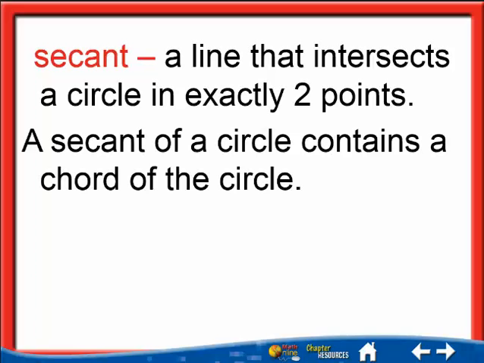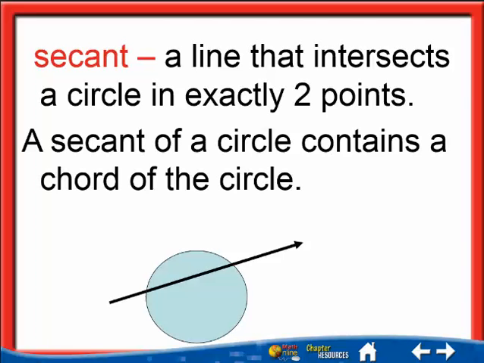So let's see what this is going to look like. Okay, so here's our circle. This would be a secant. It goes through the circle and it intersects the circle at 2 points, one here and one here. Okay, so that's the chord that it contains. So now you have an idea of what a secant looks like.